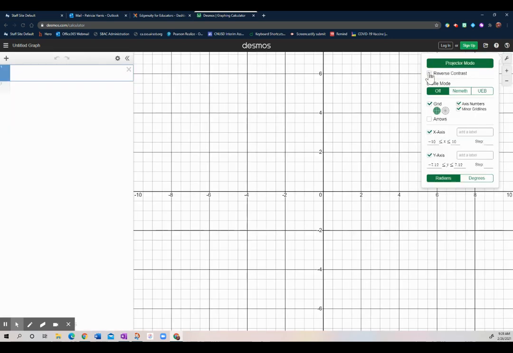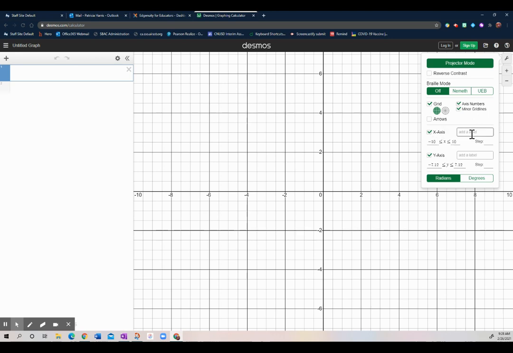We have a reverse contrast in case you like that black and white thing, or you need it because you have some vision issues. You have a braille mode, which to my understanding you guys don't need. You have a grid. You have axis numbers, minor grid lines. I like all of this stuff kind of on in its default mode.